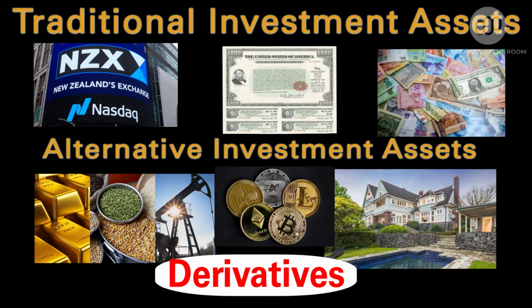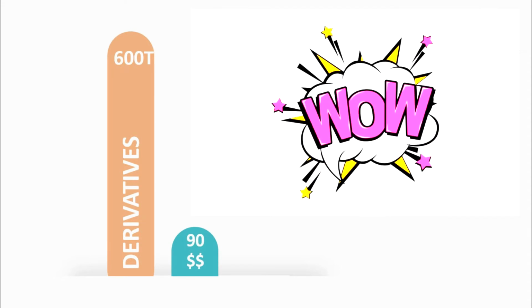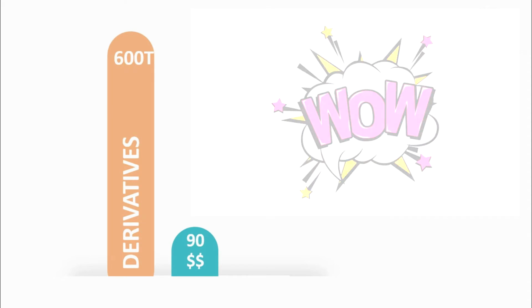Derivatives are contracts that are always based on some underlying asset. Did you know the derivatives market is approximately $600 trillion US in notional value? That's 6.6 times the total value of all currency in circulation. Here's where it gets interesting.